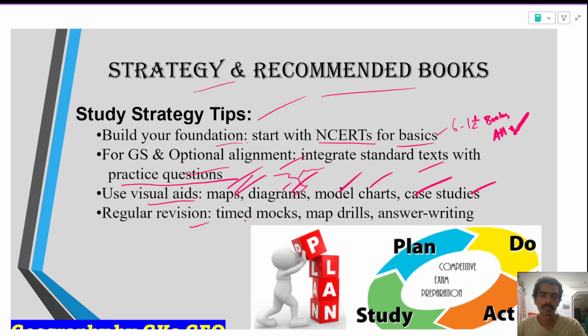Regular revision: timed mocks, map drills, answer writing. Create consistent timing to attempt the mock tests and map drills. Every day, draw a particular region 3 to 4 times. Then after 2 weeks, you can draw the whole maps, merge all the things and write answers for any question. You can even do it by yourself.